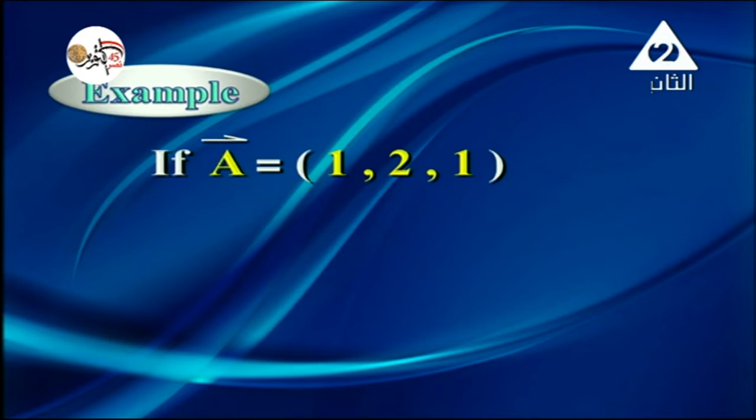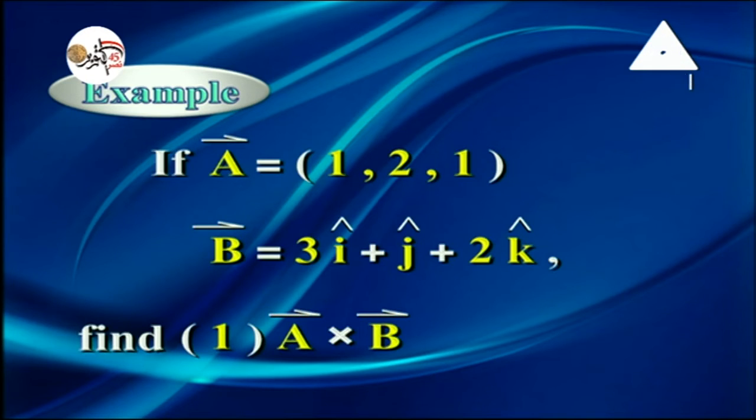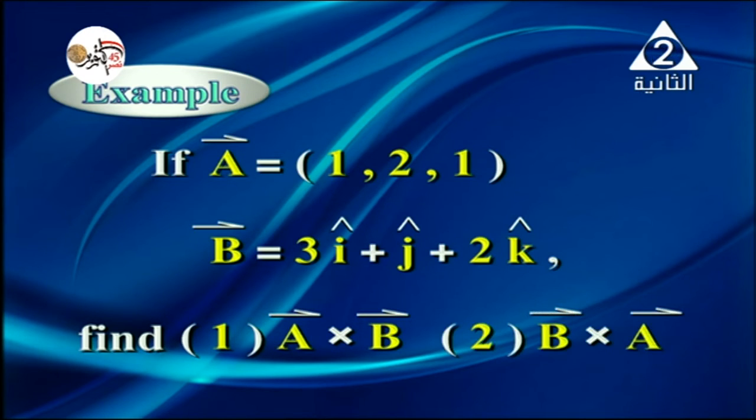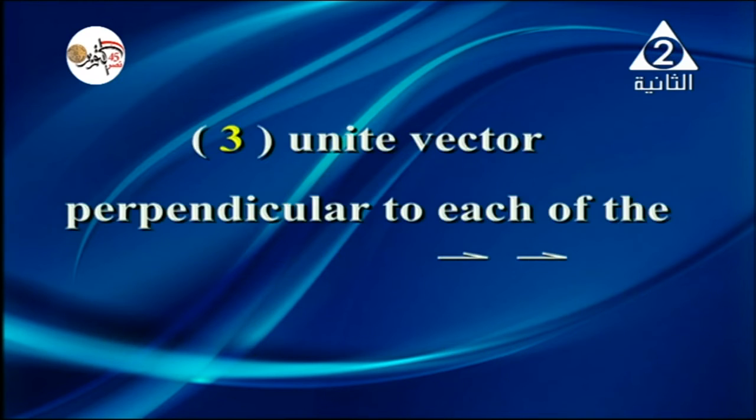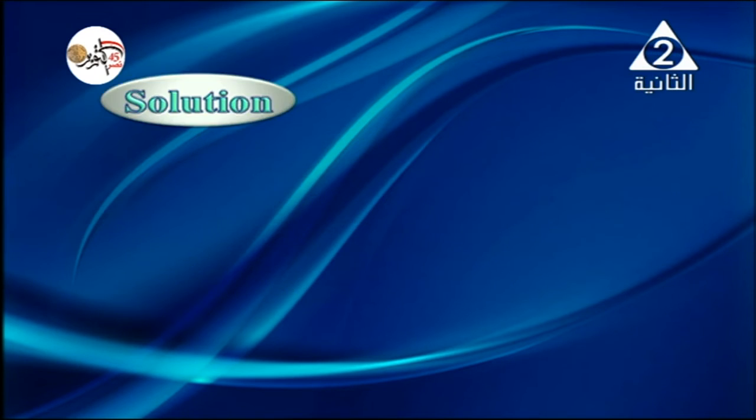Another example. A vector has components 1, 2, 1. B vector, by using fundamental vectors, is 3i plus j plus 2k. Find number 1, a cross b; number 2, b cross a, and what you deduce; number 3, find a unit vector perpendicular to each of the two vectors a and b. Solution. Number 1, a cross b.